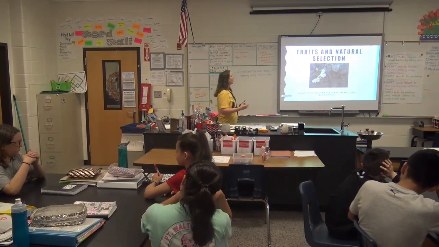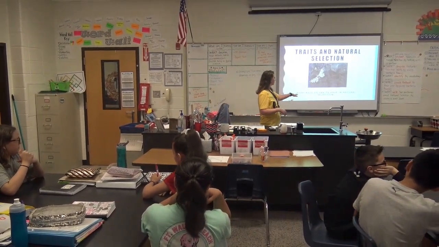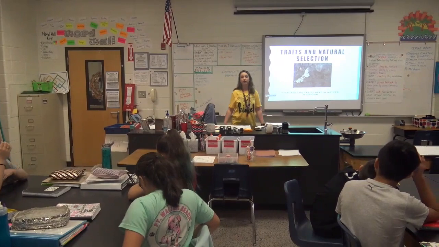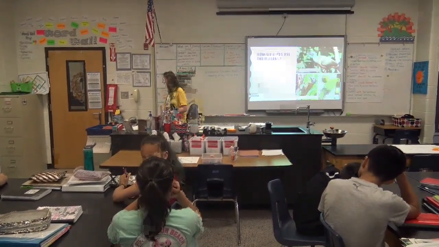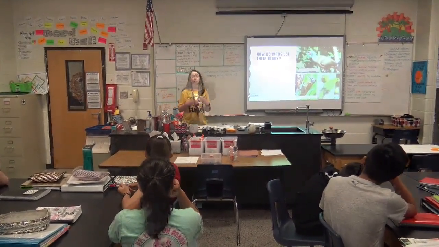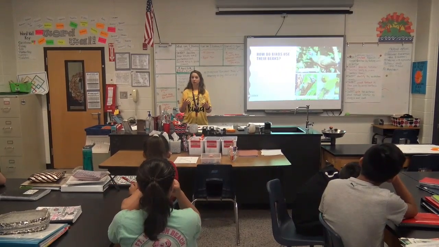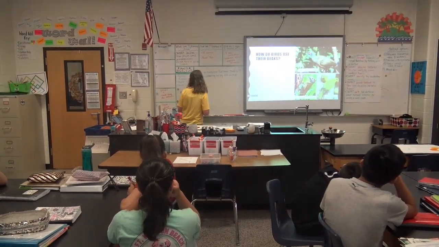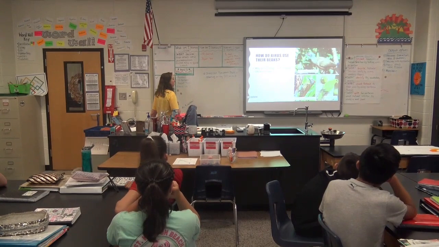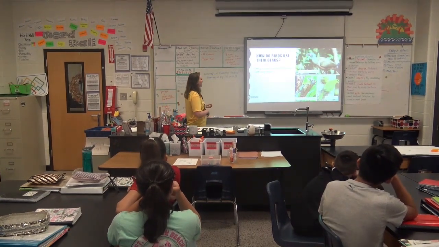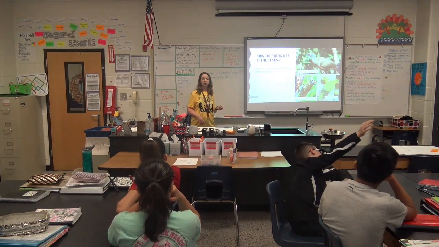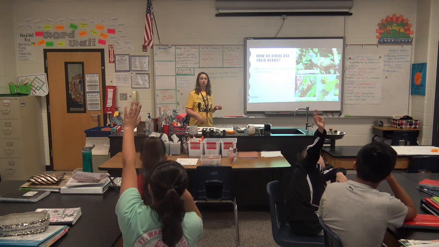Okay, and so we're going to look at what role do traits have in natural selection. Okay, and to do that, we're going to look at bird beaks. Okay, bird beaks are a type of trait. So I have 3 birds up here. Okay. Why do you think each bird beak has a different shape? Why would bird beaks have a different shape?